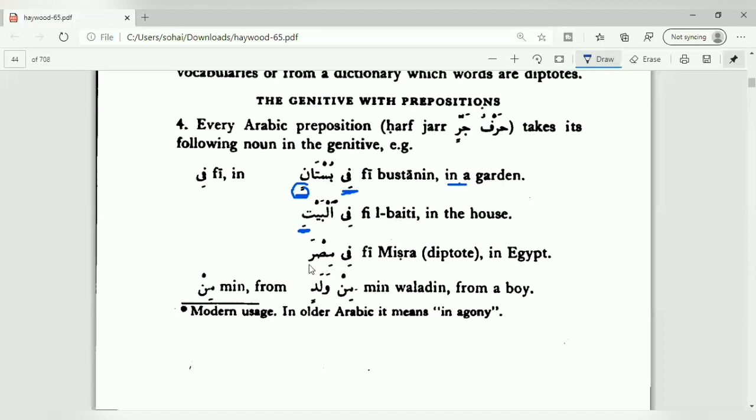Now fi misra. Here as you notice there is no kasra, rather there is fatha. That's because Misr is not fully declinable. It's only partially declinable. So even when it's genitive, it takes fatha instead of kasra. And the second thing is it doesn't take tanween. That's why it's fi misra instead of fi misrin.